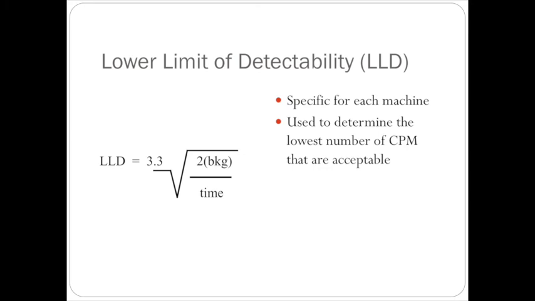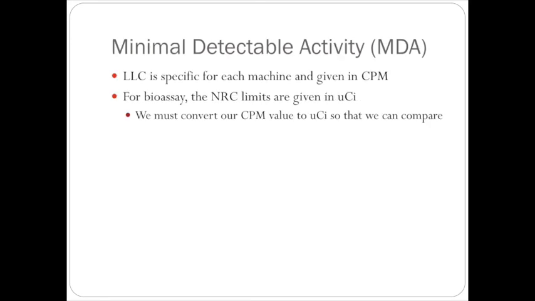That is useful information, except you can't compare counts in terms of your LLD to microcuries, which is what the limits for this particular test are given in. So you have to figure out your CPM value and convert that into microcuries so we can compare the MDA, or minimal detectable activity, for your machine, and make sure that the MDA is less than the limit we are setting for this particular test. So your MDA has to be less than 0.04. If it's not, you can't use this machine to do that particular test.